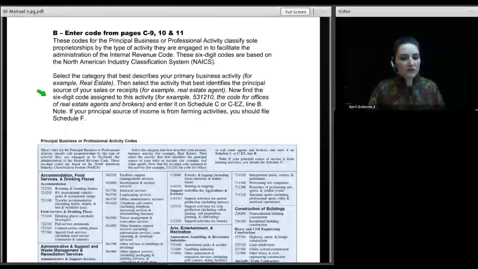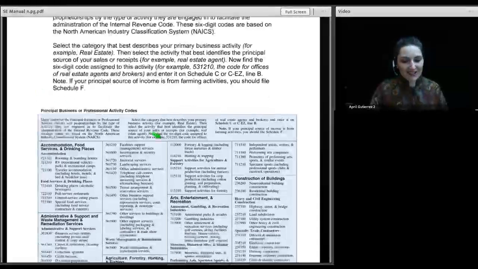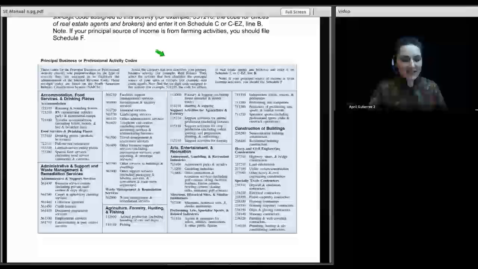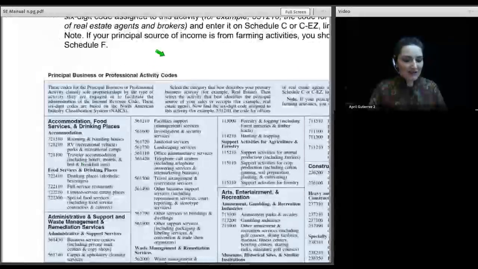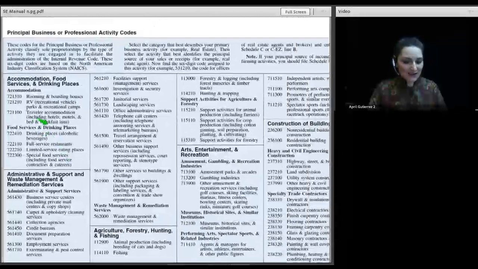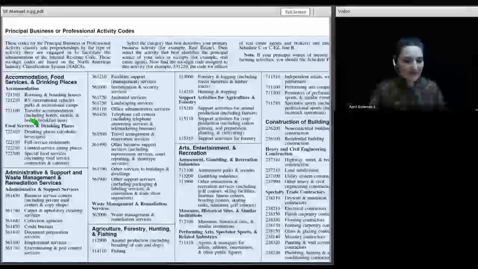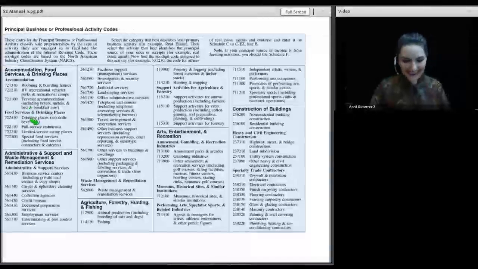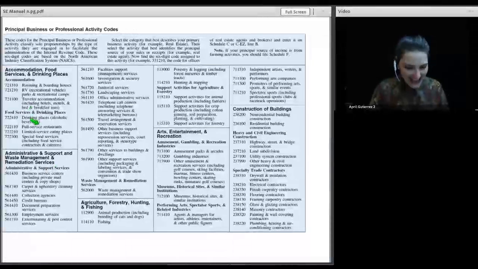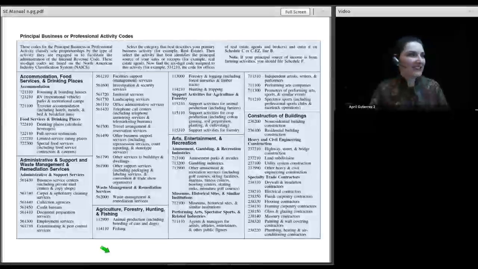But note, if your principal source of income is from farming activities, you're in the wrong place. You're supposed to be filling out an F. All right, so let's just take a look at some of these business activities. Now, I used to joke about the fact, when I first got into this business, that there was no category for tax preparers. We had no category. The closest you could get was accountant, and a tax preparer, I think, is a very different animal than an accountant. And we didn't have a category.